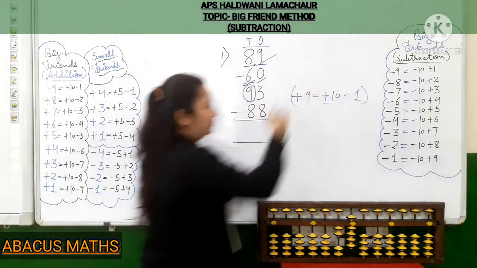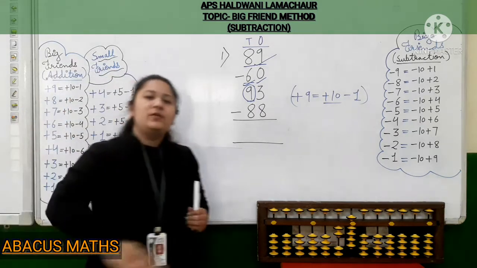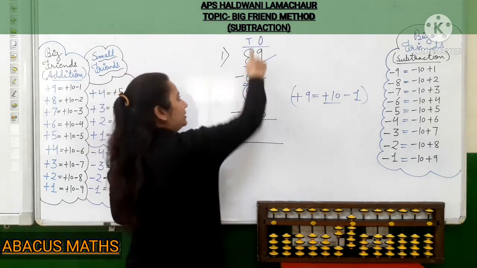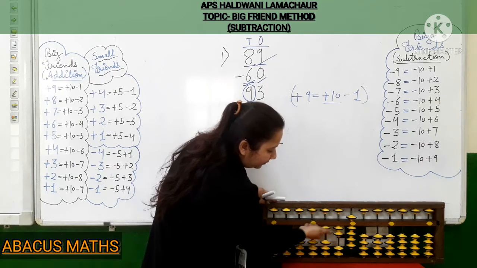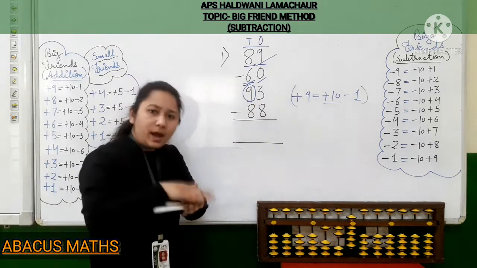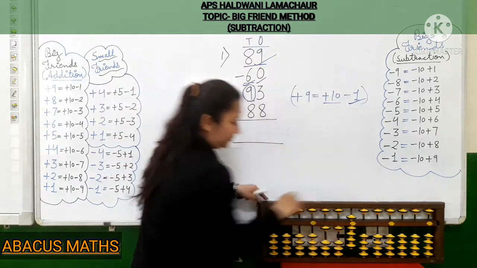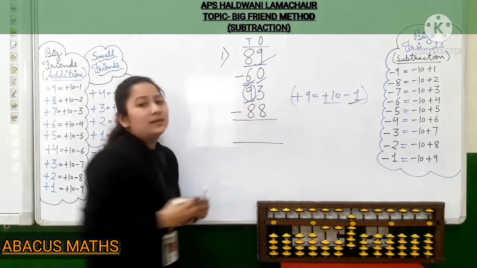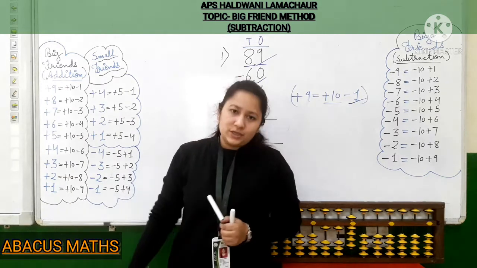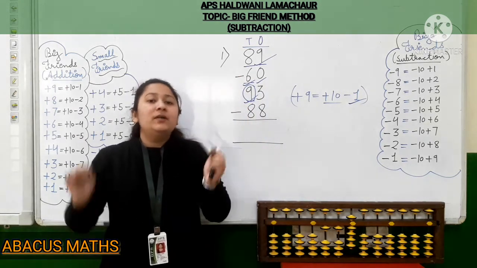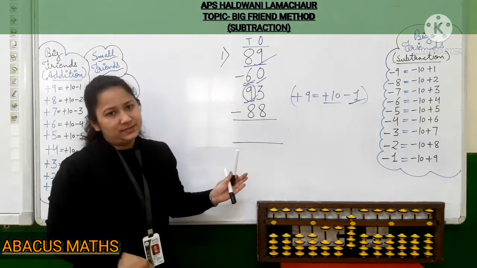Now add this 10. You know that whenever we have to add 10, we add 10 in one rod up. Now this 9 is in the tens rod, so 10 we will add in the hundreds rod, which means one rod up. And minus 1 from the same rod, tens. And your 9 is added. See kids, you have done a number of sums related to big friends addition. So now I think you are well known and quite familiar with these formulas and the sums.